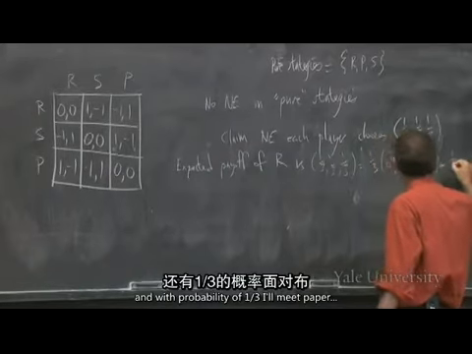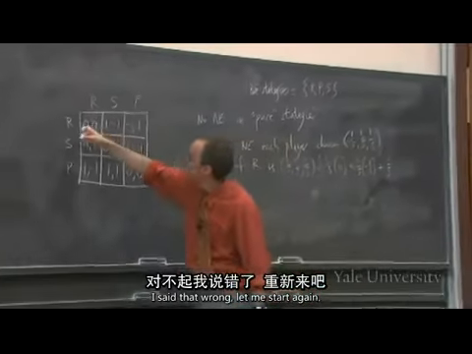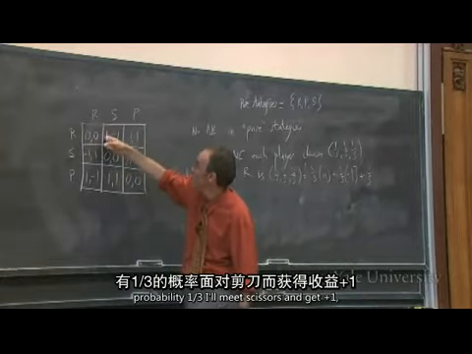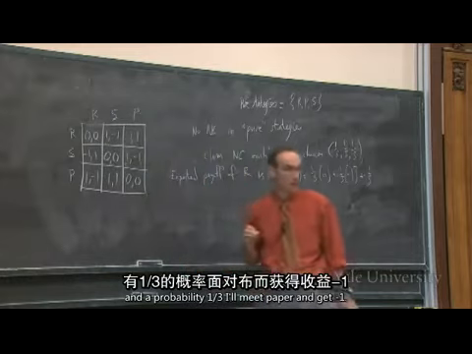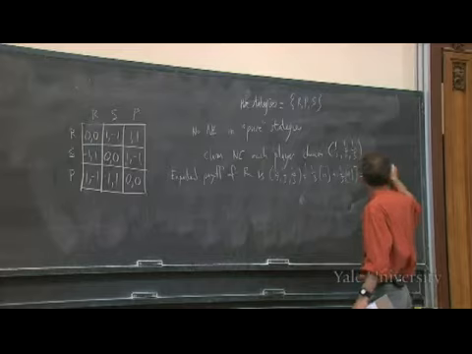And with probability a third, I'll meet paper, and sorry, I said that wrong. Let me start again. Probability a third, I'll meet rock and get 0. Probability a third, I'll meet scissors and get +1. And probability a third, I'll meet paper and get -1. Is that right this time? That's +1. And that's -1.